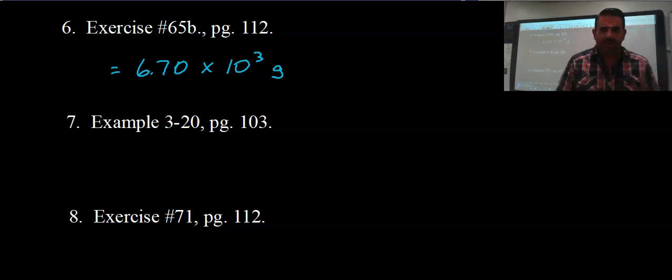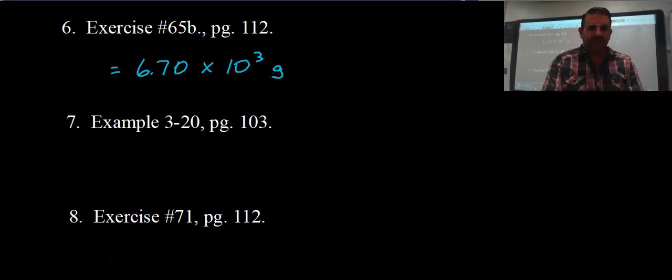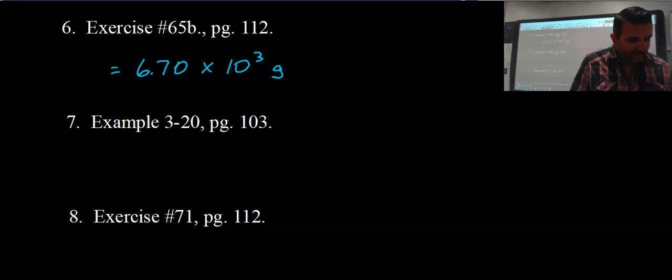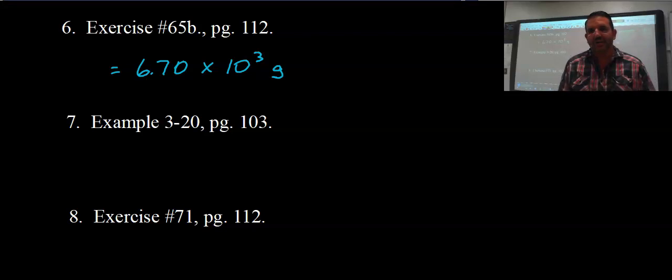All right, back to page 103, 3.20. A little different problem. Read along, please. It says a sample of commercial sulfuric acid is 96.4% H2SO4 by mass. What does that mean? Its density is 1.84 grams per milliliter. All right, take a look at the solution. The first thing we're going to do is use the percentage composition of that solution.